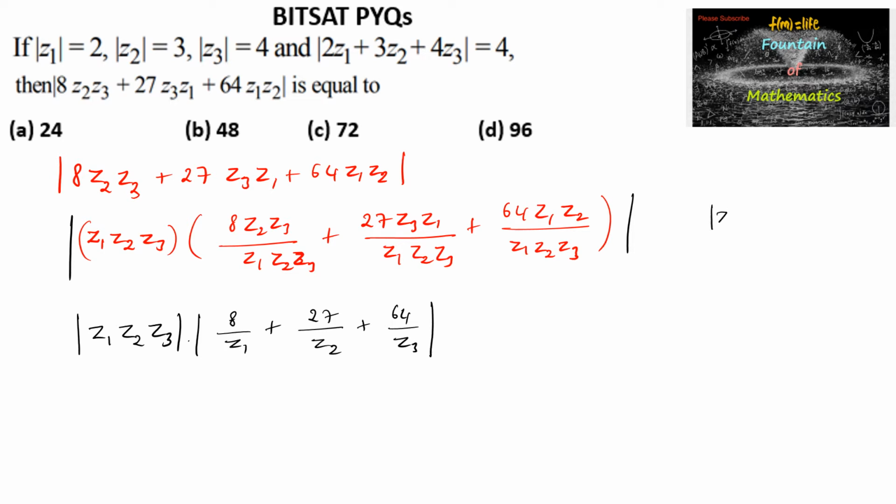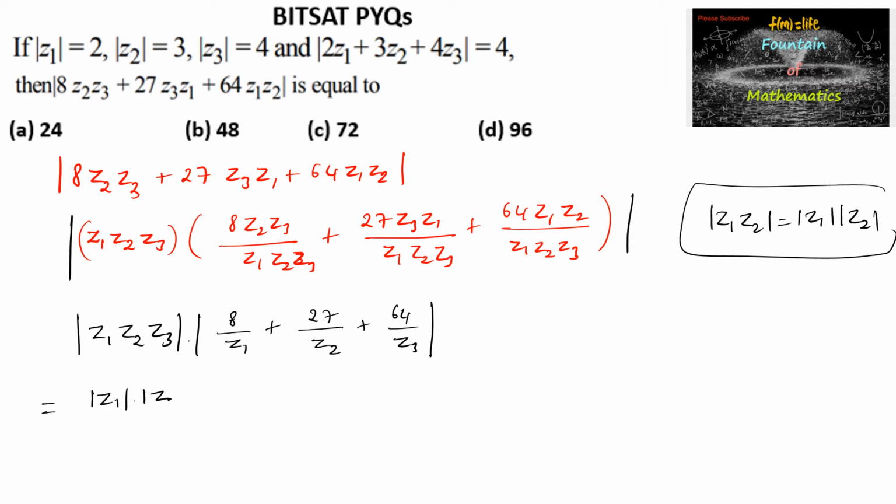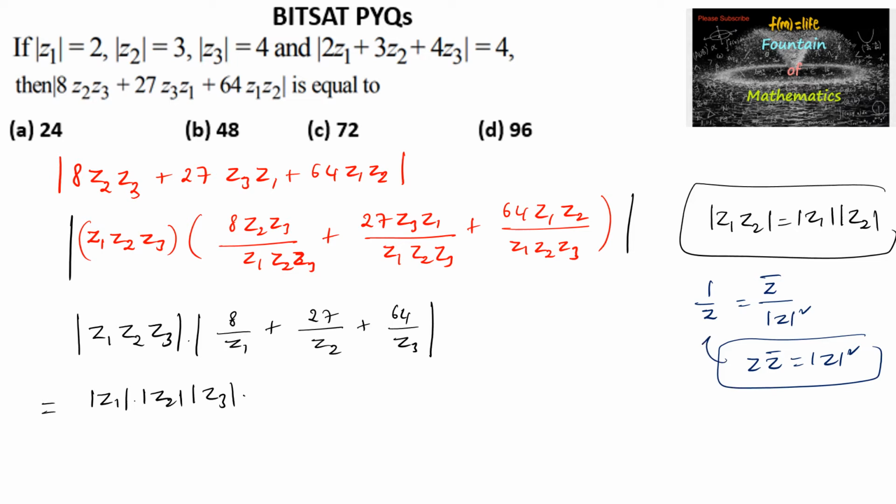and since we know that mod of z1 z2 is equal to mod z1 into mod z2, by using this property I separated it, and also we can write mod of z1 into mod of z2 into mod of z3. And we know that the reciprocal of a complex number, 1 upon z, is equal to z bar divided by mod z square. Since z into z bar is equal to mod z square, from here we can write 1 upon z is z bar upon mod z square.